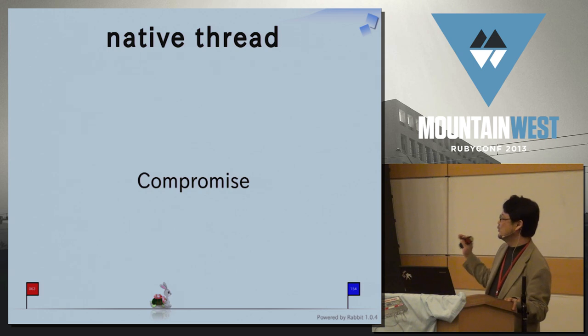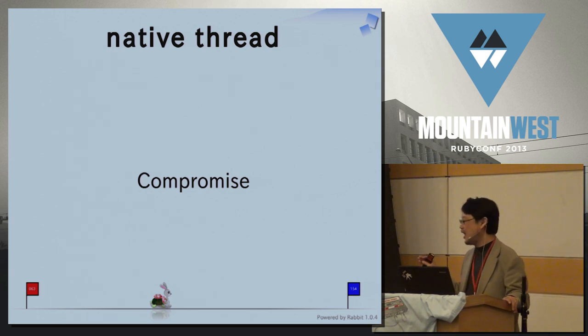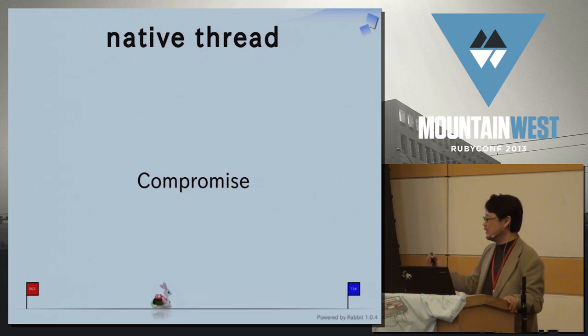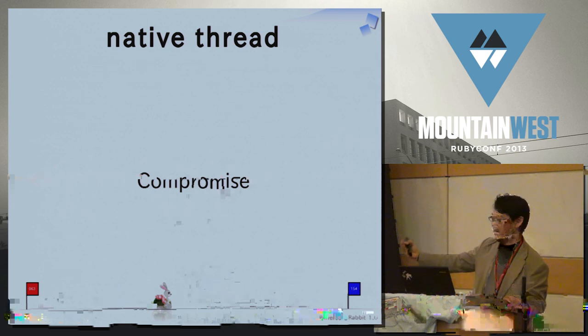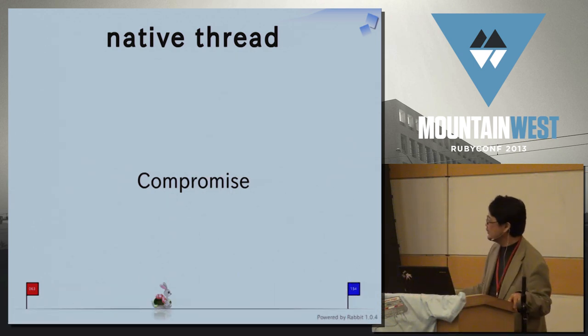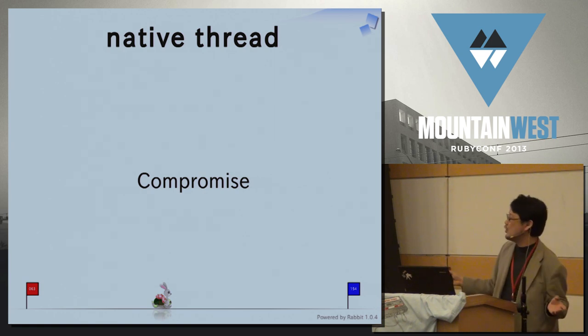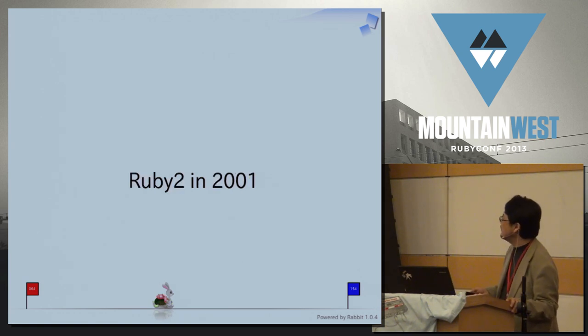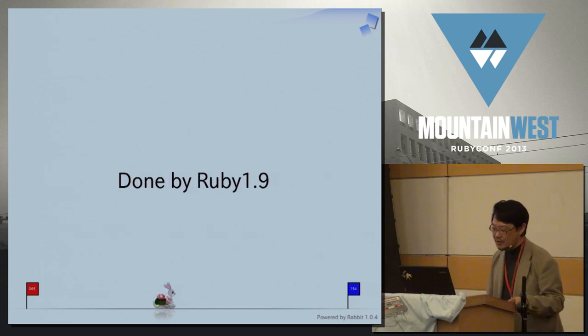To remove the global interpreter lock without hindering performance, we have to re-implement every data structure in the interpreter as lock-free or something. That is a huge effort. Our resources are very limited, so it's kind of a compromise. Anyway, the Ruby 2 from 2001 is almost accomplished by Ruby 1.9.